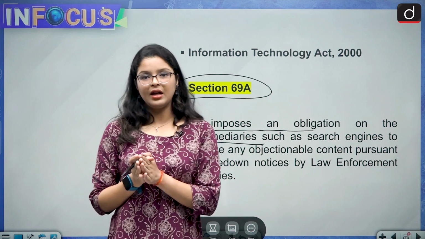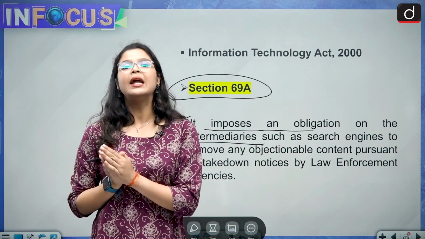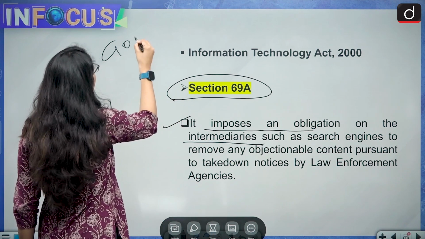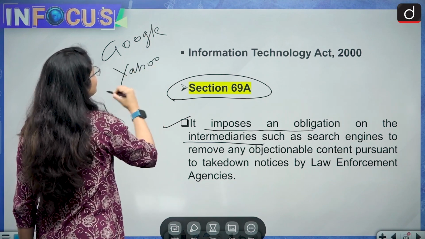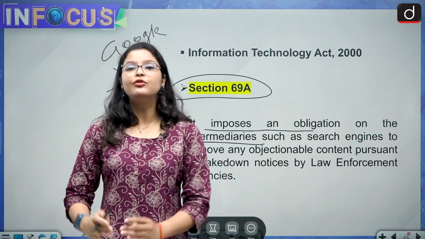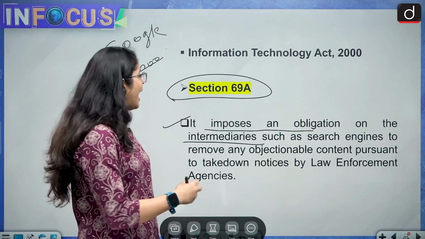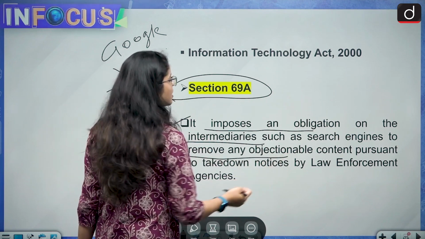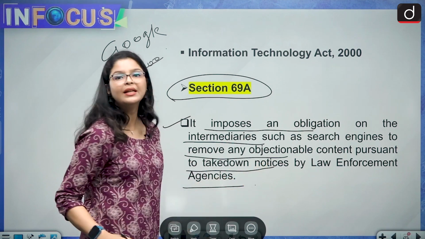It imposes an obligation on the intermediaries. Whenever we access information on the internet, we use certain intermediaries such as search engines such as Google, Yahoo, etc. And after the enactment of the new IT rules, even WhatsApp and Telegram are categorized as intermediaries, and it imposes an obligation on them to remove any objectionable content pursuant to takedown notices by the law enforcement agencies.